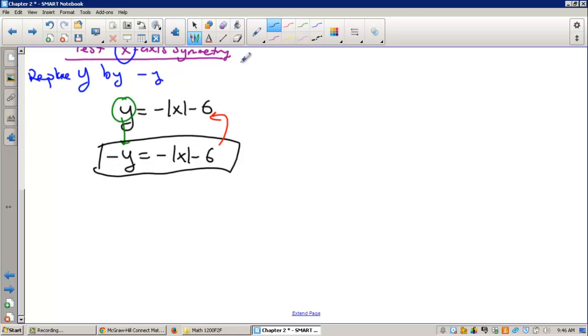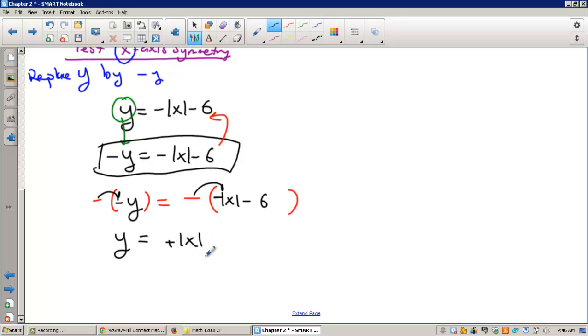Such as, I see negatives everywhere. Why don't we multiply both sides by negatives? Take parentheses of both sides and put minus in front of them. What happens? Minus and minus makes positive, right? And minus of absolute x, oh, this was minus absolute x, right? So minus of minus absolute x is positive absolute x, and negative of minus 6 is positive 6. So what we obtained here is y equals absolute x plus 6 when I simplified it.